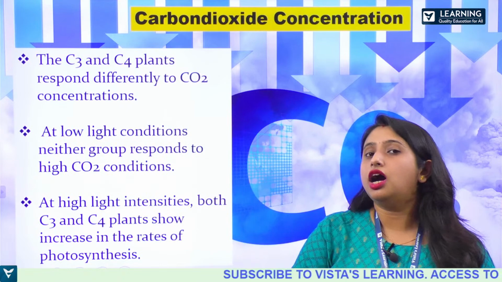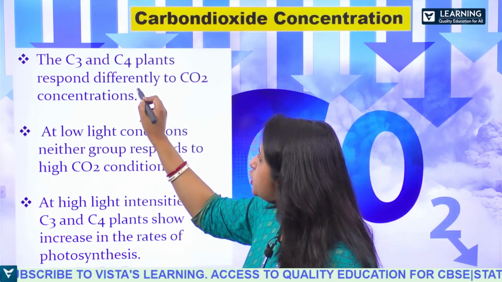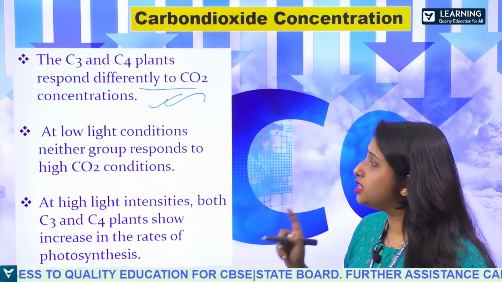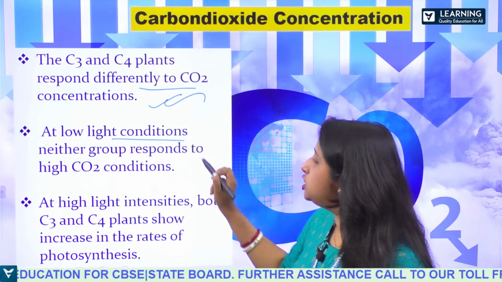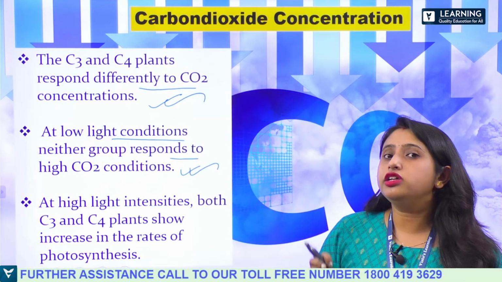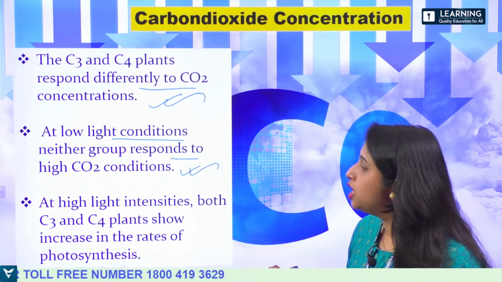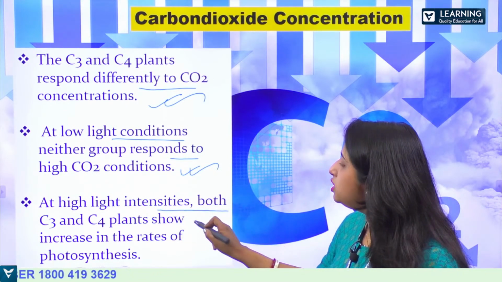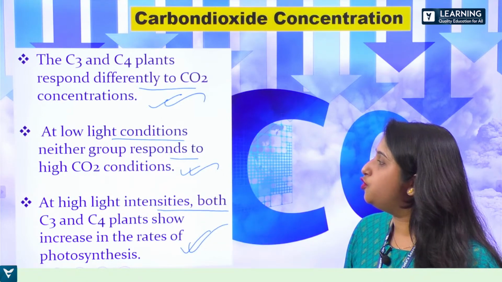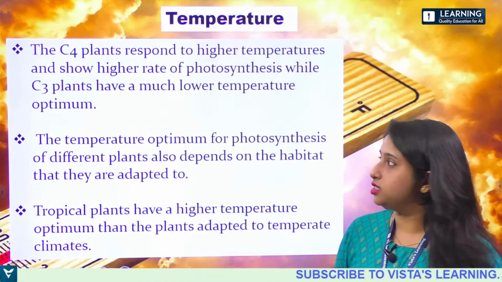So how is carbon dioxide required by the C3 and the C4 plants? C3 and C4 plants respond differently to the carbon dioxide concentration. See here, at low light conditions, neither group responds to high CO2 conditions. So if there is low light, it will not respond to the carbon dioxide concentration. At high light intensity, both C3 and C4 plants increase their rates of photosynthesis. So it will increase the rate of photosynthesis.